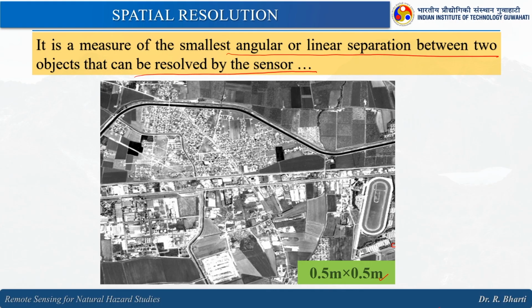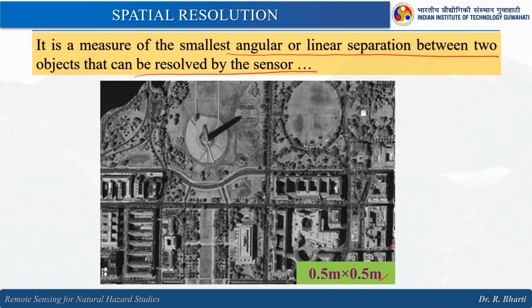So, nowadays we have spatial resolution in terms of centimeters. There are some sensors which are able to produce images at centimeter level. So, those have better information about the surface area, right. So, I hope this spatial resolution is clear.